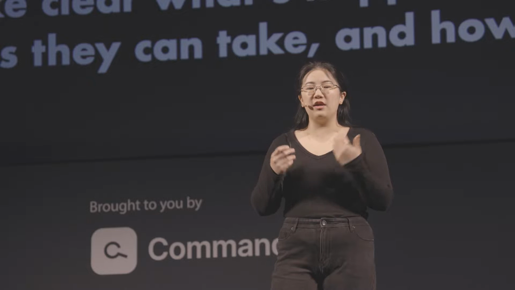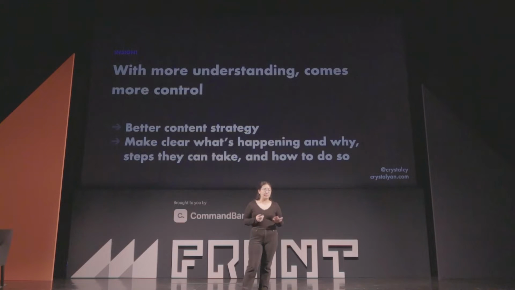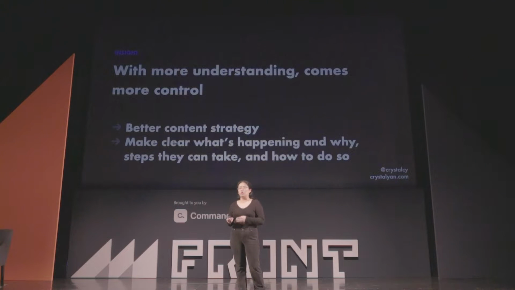And so the thing that we left with as we did this first preliminary research was we came to the conclusion that applicants need more understanding, and with more understanding comes more control. And so we really focus on, let's try to invest in a couple projects where we're really building up a better content strategy. We make it clear to applicants what's happening and why. What are the steps they can take? What is the how behind how they can actually take those steps, and maybe a hint of what actually happens next.